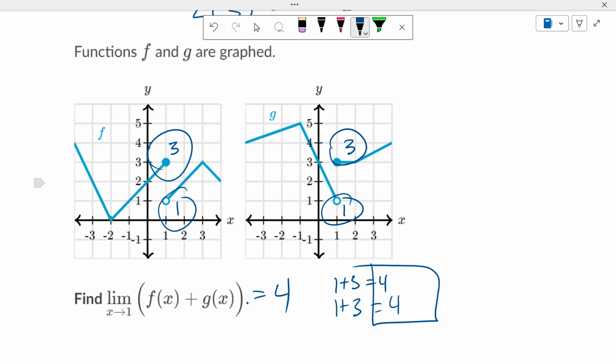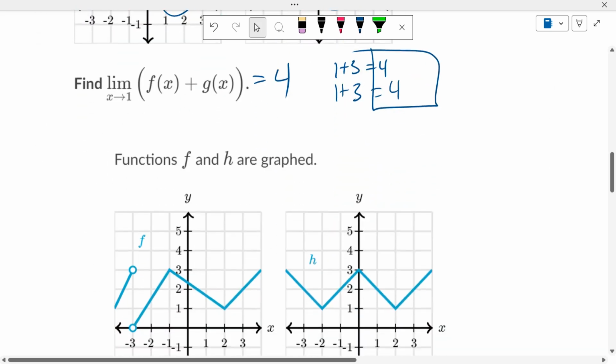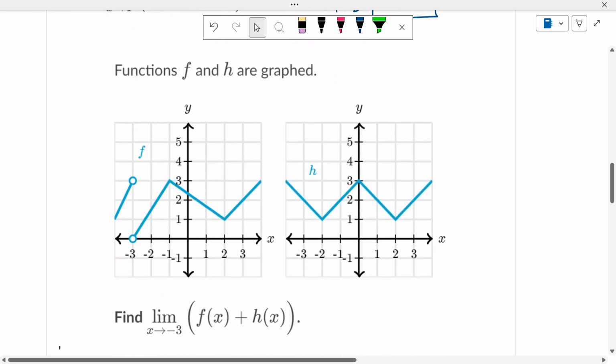Because you got to look at where the left ones are going, where the right ones are going, and it tells us to add them. So if they add up to be the same number, then it is that number. If they add up to be different numbers, then the limit does not exist. Let's look at this one.